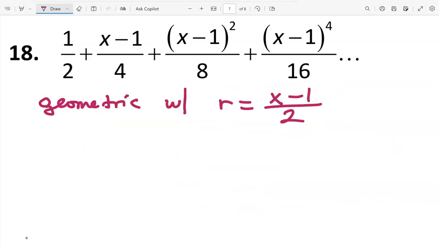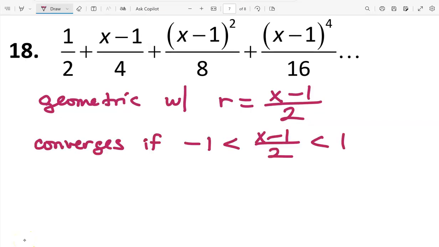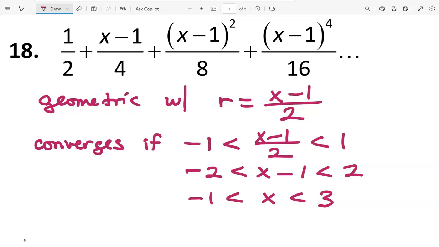And the series in number 18 is an infinite geometric series with a common ratio equal to x minus 1 over 2. And the series will converge if that common ratio x minus 1 over 2 falls between negative 1 and positive 1. Multiplying all three parts of this inequality by 2, we get negative 2 is less than x minus 1, which is less than 2. Adding 1, negative 1 is less than x is less than 3.